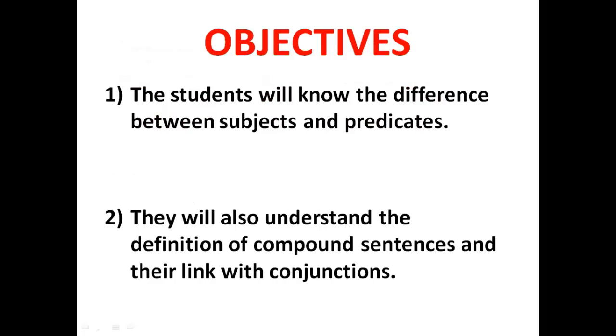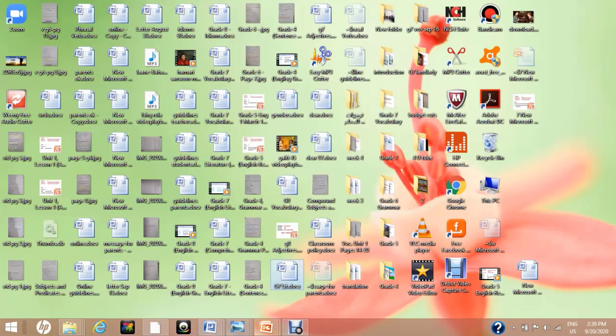These are the two main objectives for our today's online lecture. The students will know the difference between subjects and predicates. Also, they will understand the definition of compound sentences and their link with conjunctions. Now we are going to solve the exercise on page number 8.